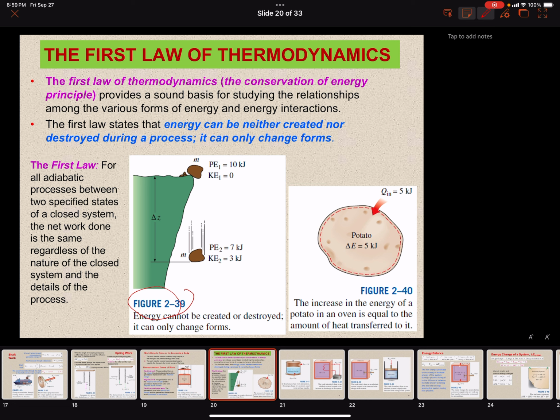So the first law for all adiabatic processes between two specified states of a closed system, the net work done is the same, regardless of the nature of the closed system and the details of the process. Like here, the increase in the energy of a potato in an oven is equal to the amount of heat transferred to it. So there is no change in energy. The energy in will be equal to the energy out.